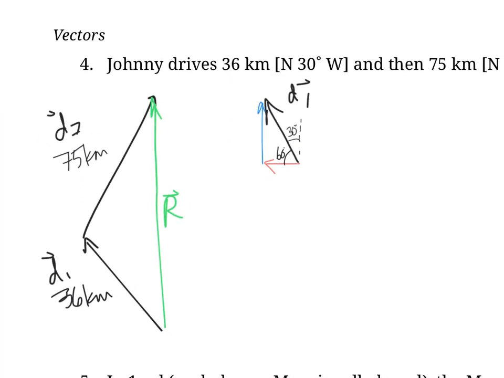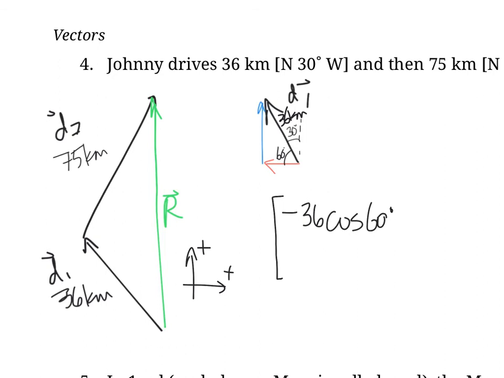So let's find the components of d1. The x component, remember, it's the adjacent side, so it's going to use cosine, and it's in the negative direction because it's to the left. Actually, I should define the directions here. So we're going to say up is positive and right is positive. In that case, the red arrow there goes to the left, so it's going to be negative, and the length of that line is 36. I should actually do that here, 36 kilometers. I know it's a little bit tight on that little diagram. 36 cos 60 degrees. And the y component is going up, so it's going to be positive. It's just going to be 36 sine 60 degrees.